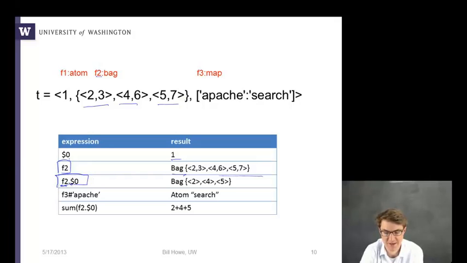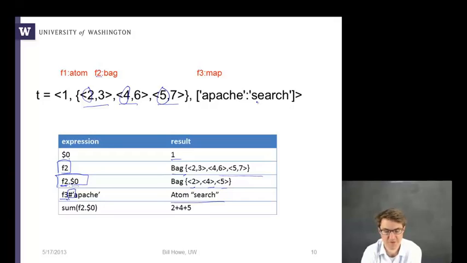Now what does this expression do? F2 gives me the bag, and then you can write $0, and I don't love this notation. It's a bit abusive, but what it means is for every element of the bag, project out the first element. So this will give me another bag, but it only has 2 and 4 and 5. It has the 0th element of every tuple. Then you've got this hash symbol, which means find me the value associated with the key I'm about to provide. So look at F3, the third field, and hash into it and give me the key Apache. If it's not a map, you're going to get an error. But in this case, it is a map, and so what gets returned is the atom search.